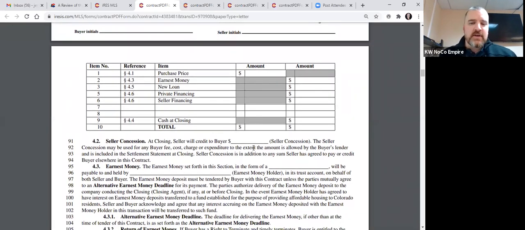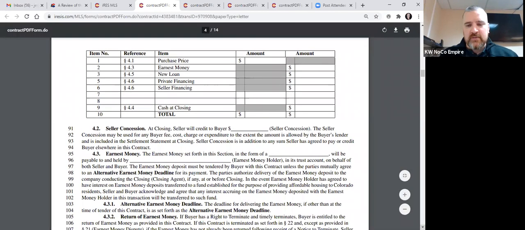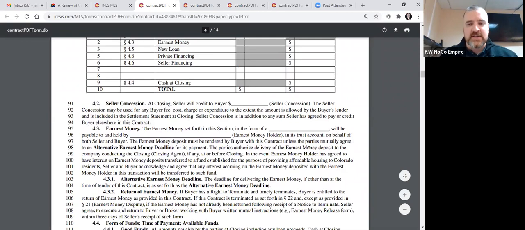Seller concessions. The verbiage is a little bit different here, but conceptually it's all the same, right? The seller's still going to attribute X amount towards the buyer's closing costs. Whatever concession there is going to be included on the settlement statement at closing, right? So just be careful. One thing I will say, just because we're on this section, is that any amount that is listed here is in addition to any sum that the seller has agreed to elsewhere in the contract.